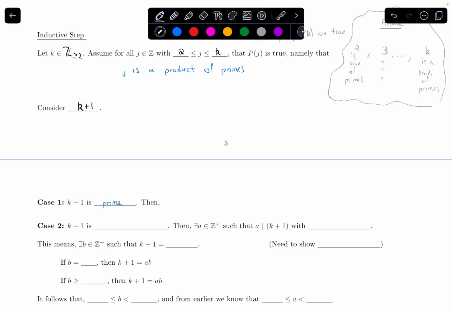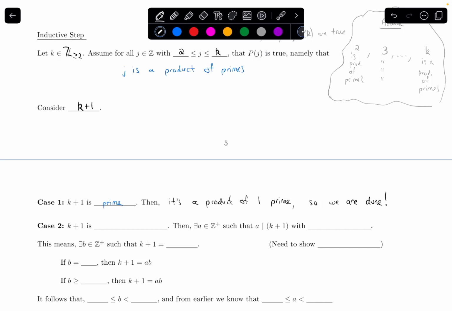Well, then it's a product of 1 prime. I don't have to multiply it by anything. It's already prime. It's a product of, whoops, sorry, I forgot to write the number 1. It's a product of 1 prime. So we are done in this case. Okay, so I love it when something like that happens. It's a bit less work.